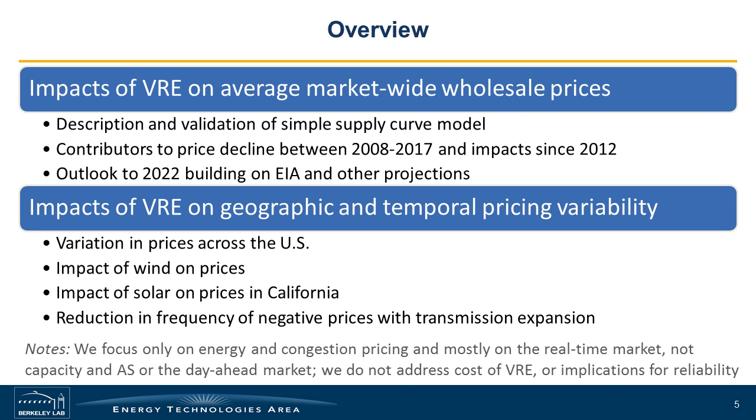Our simple supply curve model misses some of the more granular impacts of wind and solar on time of day and geographic pricing patterns. We therefore supplement our modeling with a descriptive analysis of shifting pricing patterns, particularly in several hot spots around the US with significant wind and solar. And then finally, we end the presentation with an example where some of the issues associated with high wind were addressed through transmission expansion.